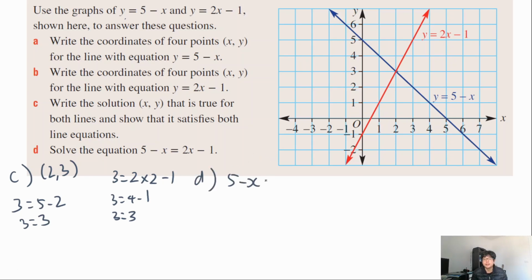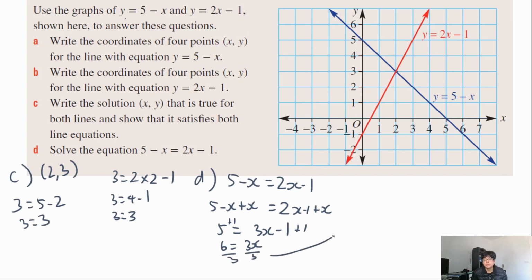So remember, we need to collect the like terms here. I'm going to get all the x's on the right and the constants on the left again. We'll do that by adding x to the left to get rid of the negative x. That gives me 2x minus 1 plus x, so I'll have 5 equals 3x minus 1. Need to move the minus 1 across now by adding 1 to both sides. That will give me 6 equals 3x. Now divide both sides by 3 to get x by itself. I'll continue my working out up here. That gives me 2 equals x, or x equals 2.